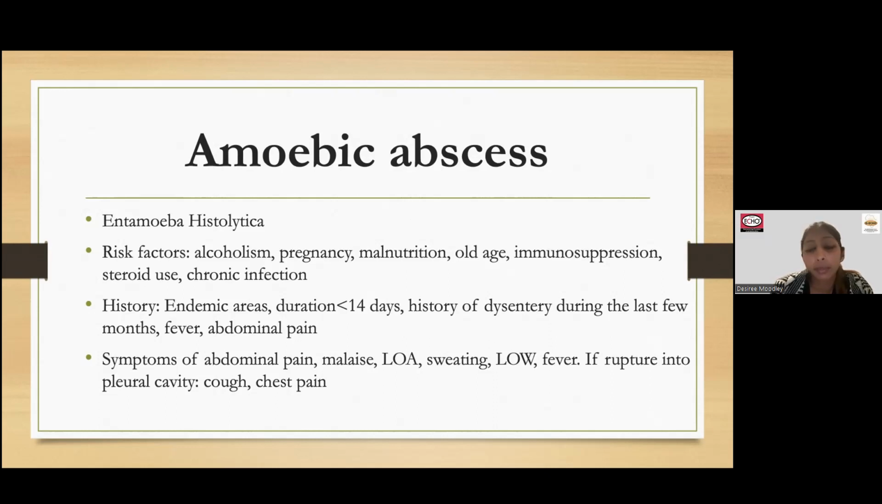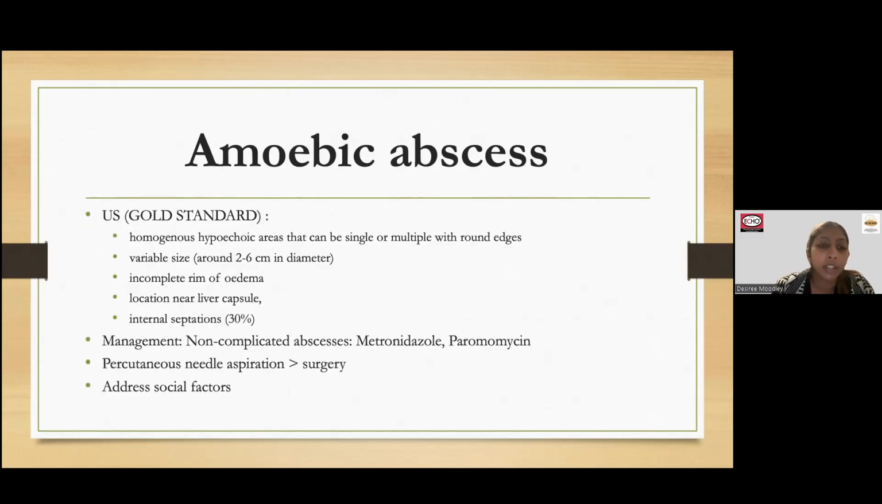They may have fever and abdominal pain. Symptoms also include pain, malaise, loss of weight, loss of appetite, sweating, fever. And if it's ruptured anywhere, in the pleural cavity, for example, they might have a cough and chest pain. So ultrasound is the gold standard for diagnosing amoebic abscesses. You get these homogeneous hypoechoic areas, can be single or multiple, varying in size from 2 to 6 centimeters in diameter. You see an incomplete rim of edema, and it can be located near the liver capsule, with septations in about a third of them.